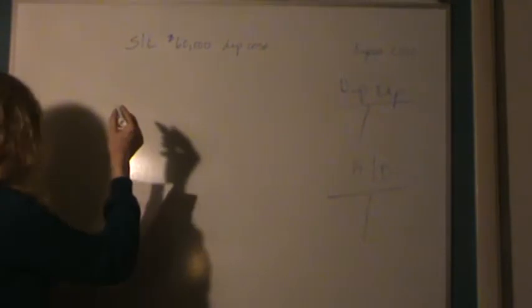Okay, next is the declining balance method. We're going to use the double declining balance method. We do not deduct the salvage value when we are determining our depreciable cost for this method only. So let's go ahead and look at what we're going to do.